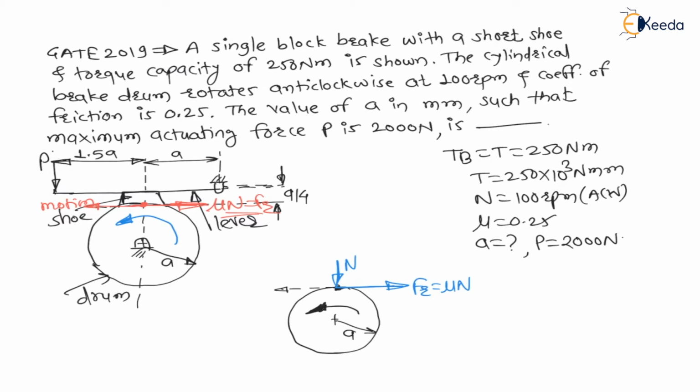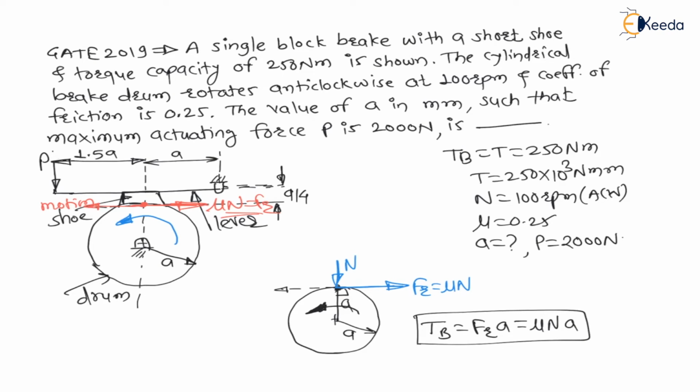Now, the braking torque for this drum will be equal to the tangential force, which is nothing but the frictional force, into the radius, which is nothing but A, right? Torque is nothing but tangential force into perpendicular radius. Here A is perpendicular to the force, right? Therefore it is nothing but mu N into A. This is the braking torque, and the braking torque is given in the numerical.